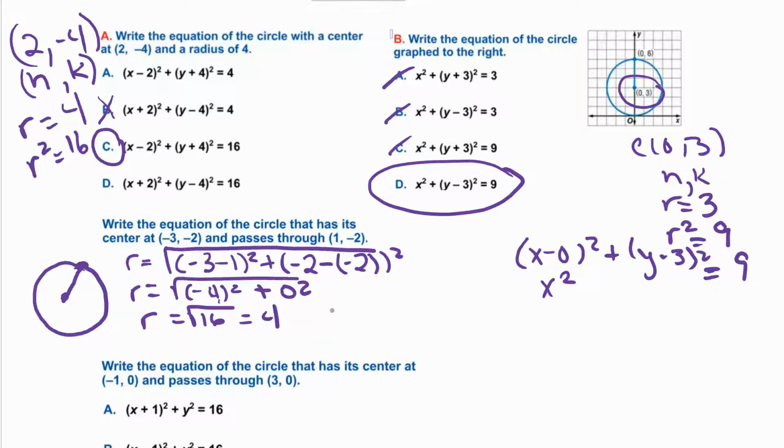So the equation of the circle would be (x - (-3)), so (x + 3) squared, plus (y - (-2)), which would give us (y + 2) squared. The radius is 4, so the radius squared would be 16.